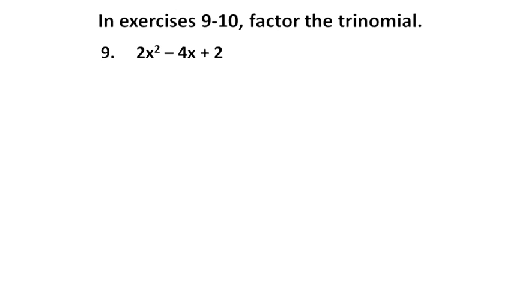Exercises 9 and 10, factor the trinomial. When factoring, the first thing to look for is the greatest common factor. Is there a greatest common factor? If there is, that's going to make things a little easier for us. In this case, our greatest common factor is 2. So we can rewrite this expression, 2x squared minus 4x plus 2, as 2 times, what do you multiply by 2 to equal 2x squared? Well, that's going to be x squared. Then 2 times what equals negative 4x? That's going to be negative 2x. And then 2 times what equals 2? Well, that's going to be plus 1.